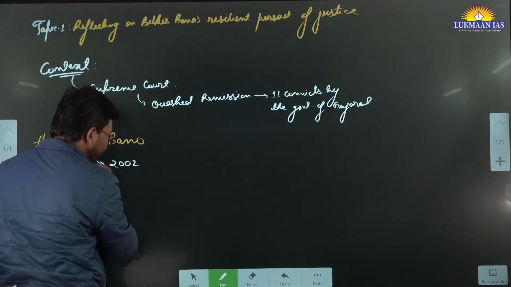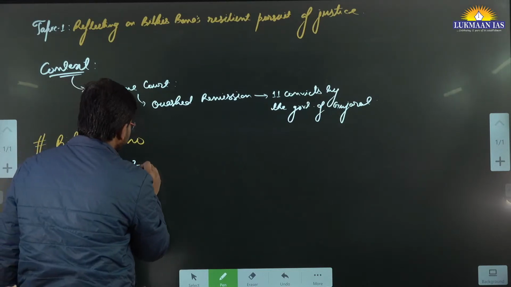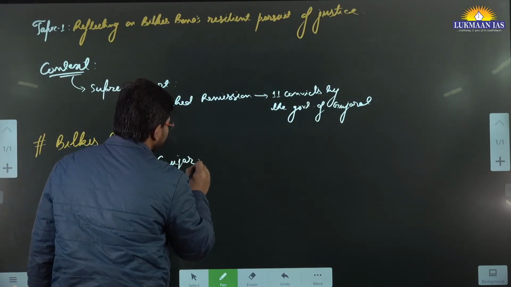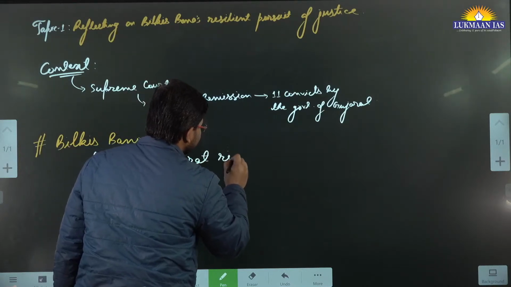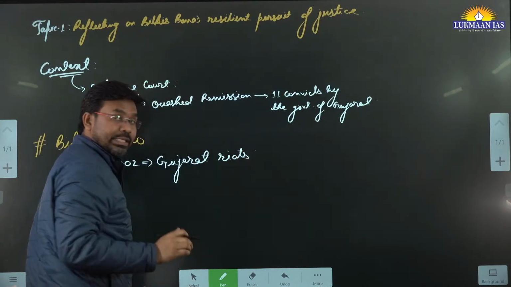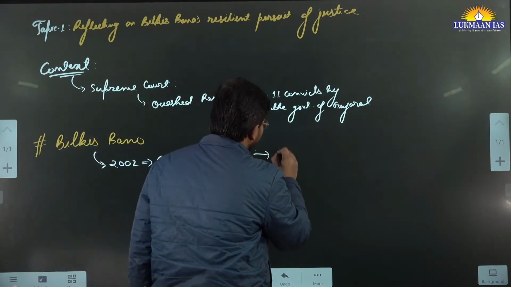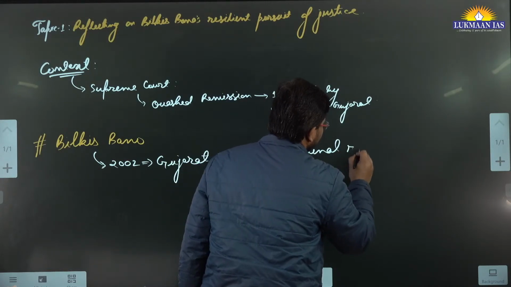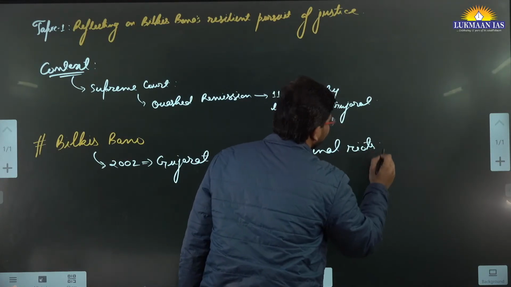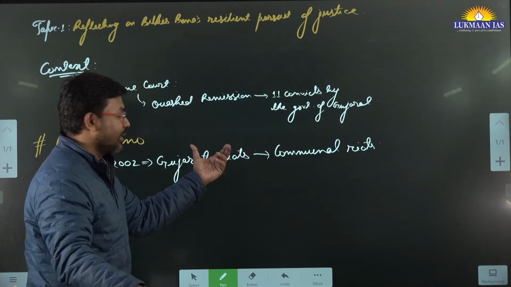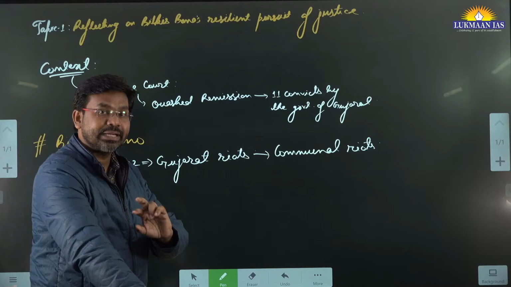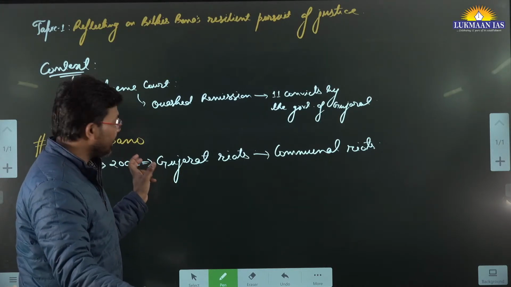it's been more than 20 years now. In 2002, riots happened in Gujarat, the Gujarat riots. This was a kind of communal riot. The thing is, a huge number of Muslims were killed in that riot. So, it was a riot between two different religious communities.